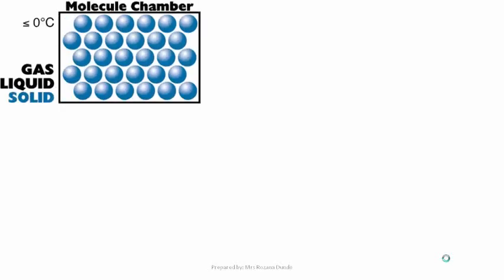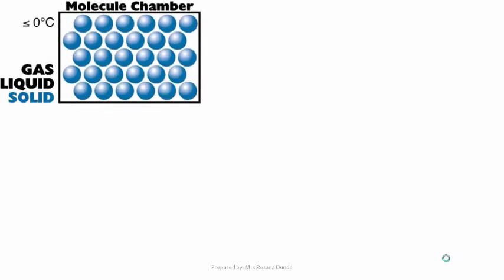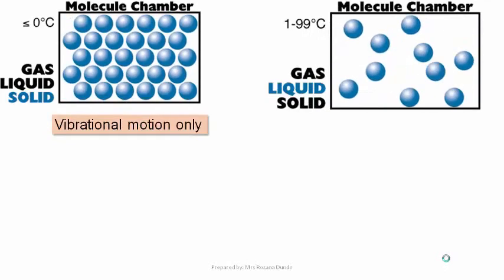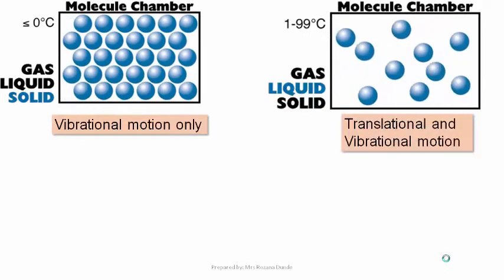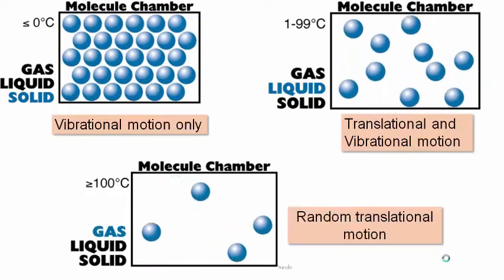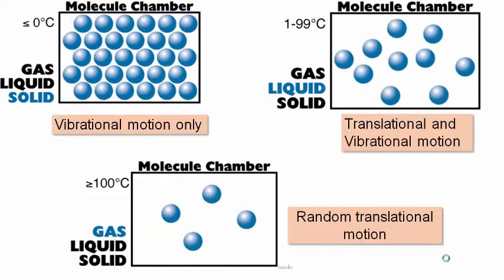Particles of any material are moving in a continuous random motion. This type of motion differs according to the state of matter. So, the molecules of solids move in vibrational motion only. Molecules of liquid move in translational and vibrational motion, and molecules of gas have random translational motion. We are going to study gases in this chapter.